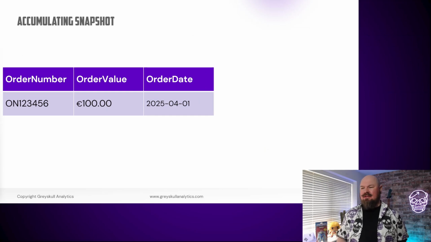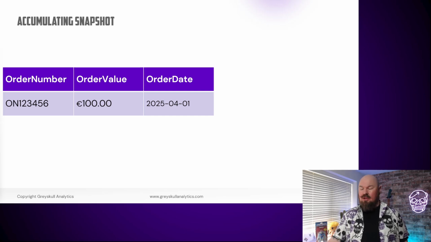So I've got an example to take you through here. I'm using just a retail example, so an ordering process as it were. The thing that's been monitored is the order as it goes through a particular process, and the grain of it is at the order level. So we've got an order value of €100. It gets ordered on the 1st of April.